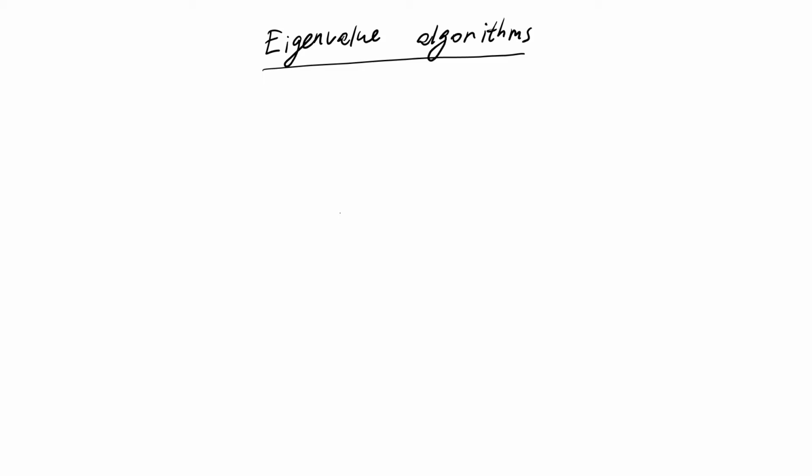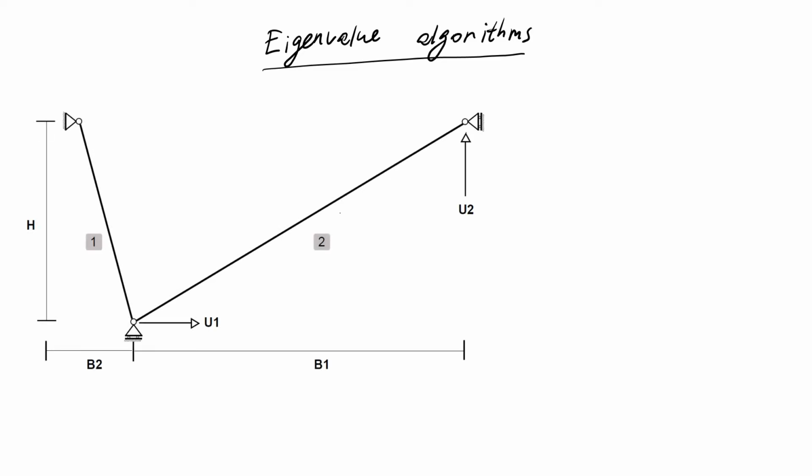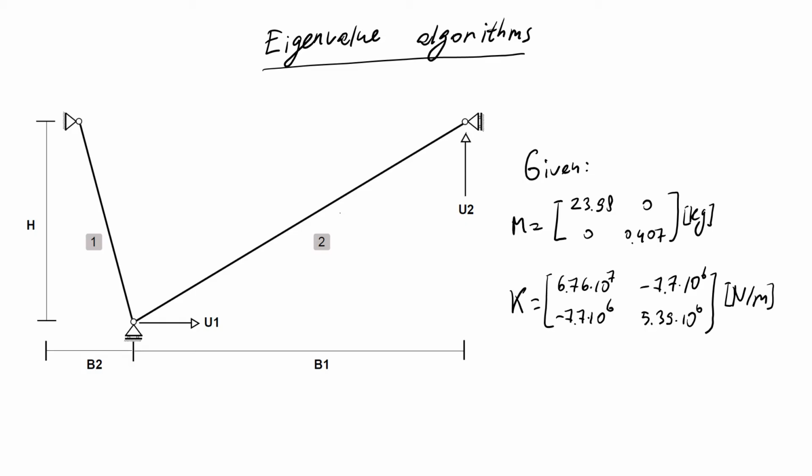In this exercise, we will look at the eigenvalue algorithms. We have a 2D truss structure which we already used in our previous exercises. So we have the same global mass matrix and the global stiffness matrix. However, in this case, we have an additional input parameter, the tolerance, which we'll use in our iterative algorithm.